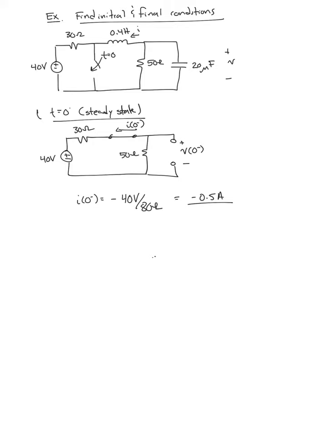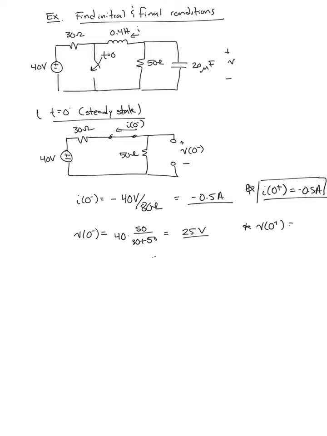It's our initial condition. Note that this also means that I0 plus is going to be negative half an amp. That's because the inductor current can't change instantly with the switch, but we have to assume it's steady state in order to solve for it. And the voltage across the 50 ohm resistor can be found as a voltage divider, so that's going to be 40 volts times 50 ohms over the sum of the path, which is 30 plus 50, and that works out to be 25 volts. Likewise, V0 plus is going to be 25 volts.